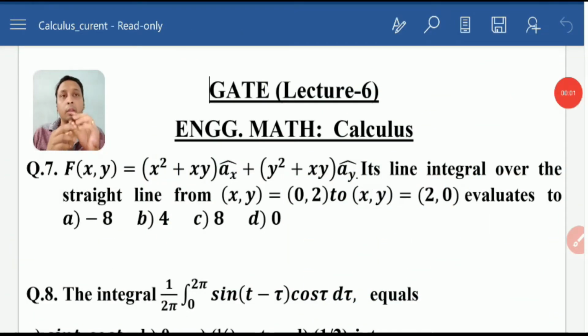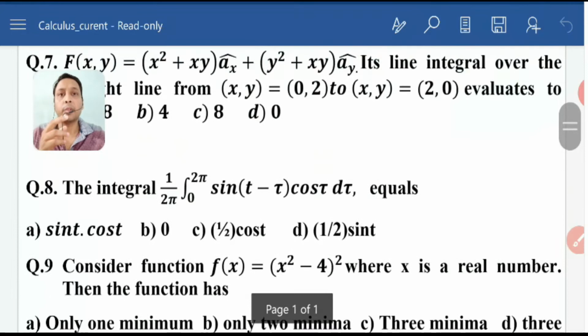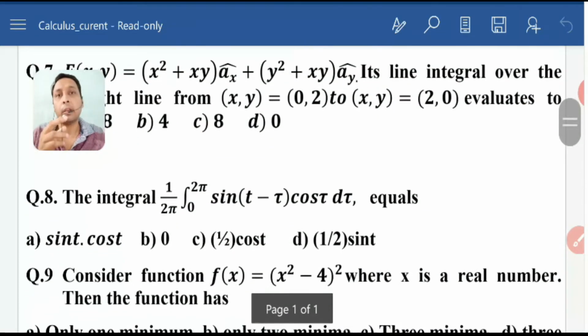Okay students, welcome to lecture 6. Today I will be taking questions again on line integral and some definite integral properties. Then again one maxima-minima question. Questions number 7, 8 and 9.